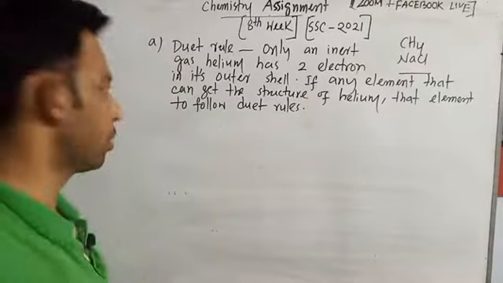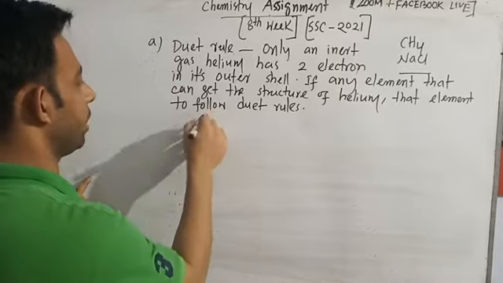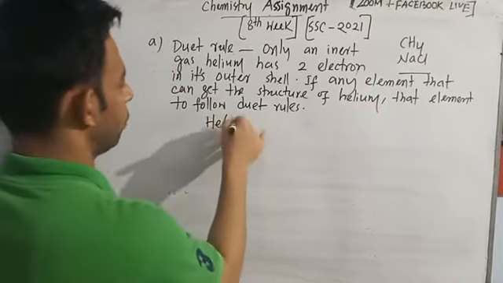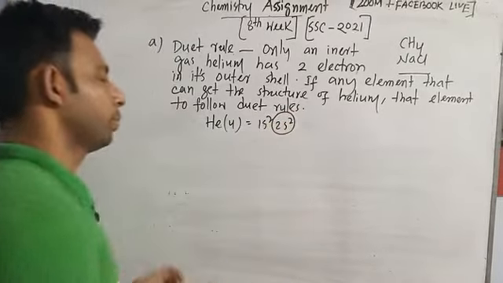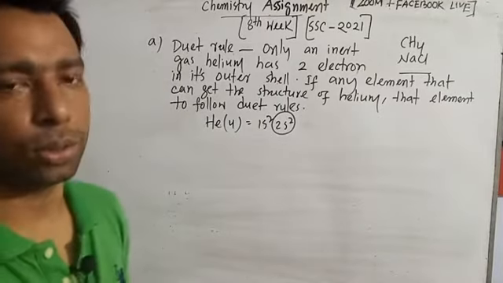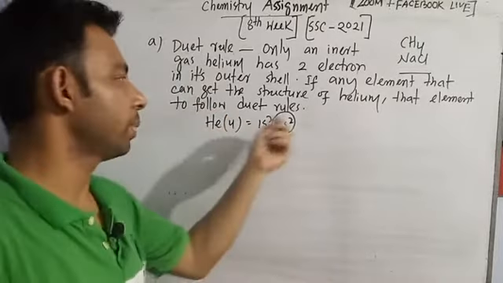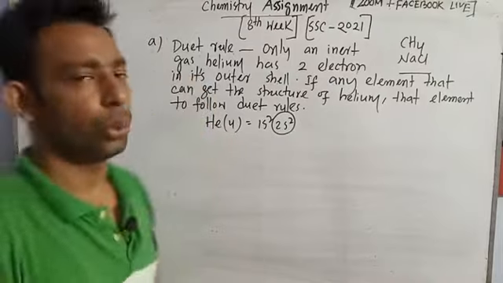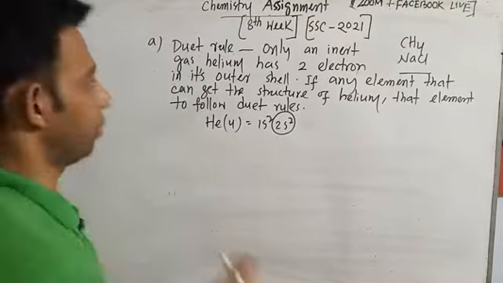Simple starting point. Since we know about helium, it has 1s2 in its outer shell, 2 electrons. So any element that wants to get this structure, we can say it follows the inert gas helium structure, or we can say it follows the duet rule. Simple.